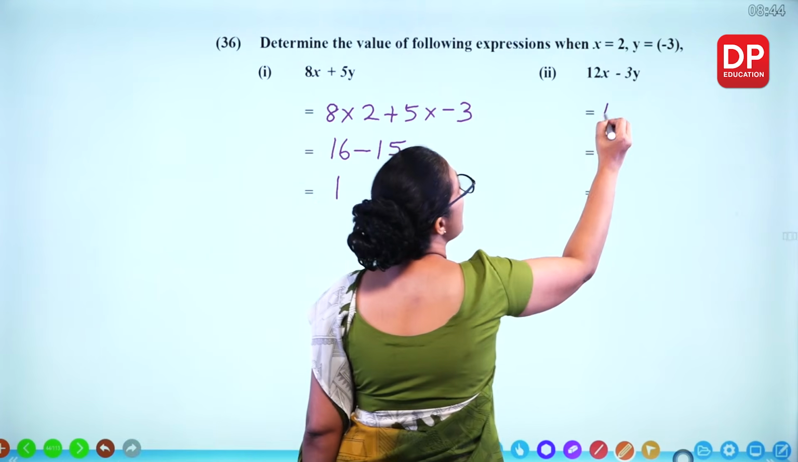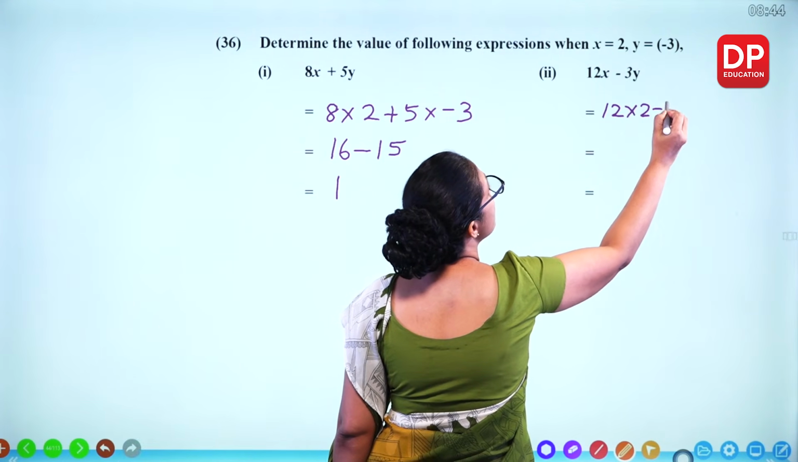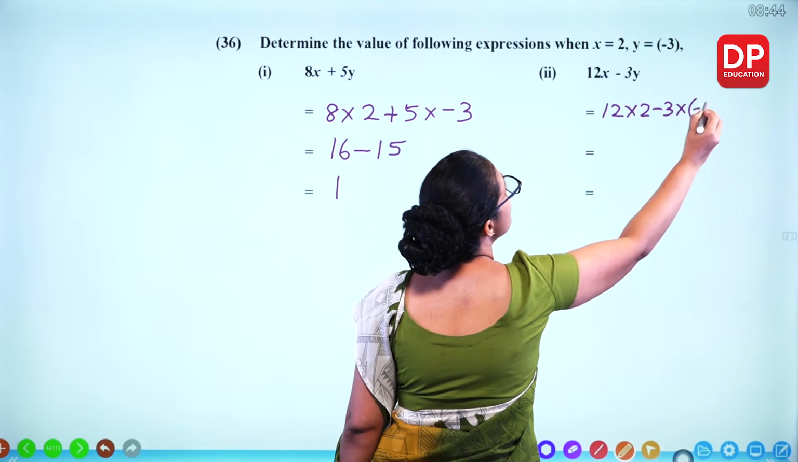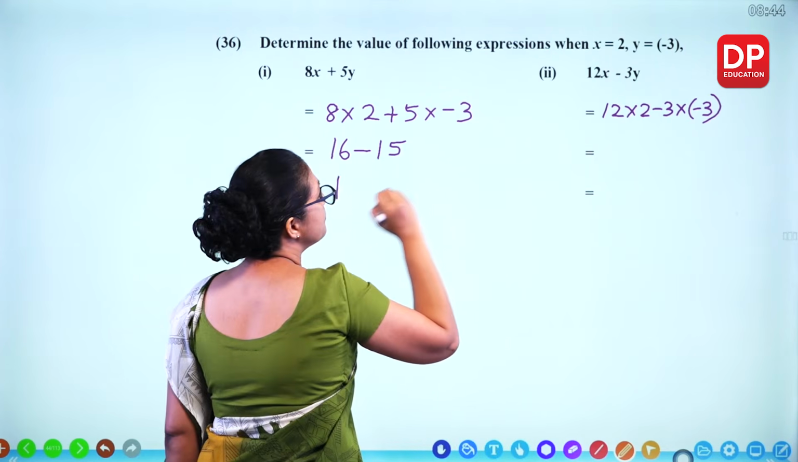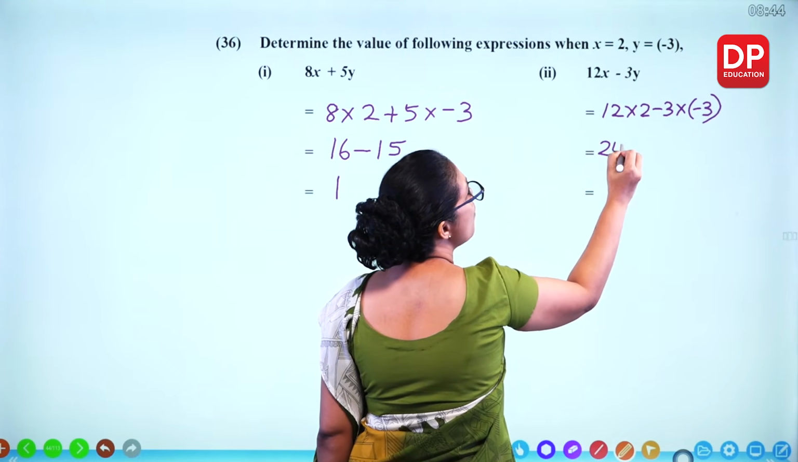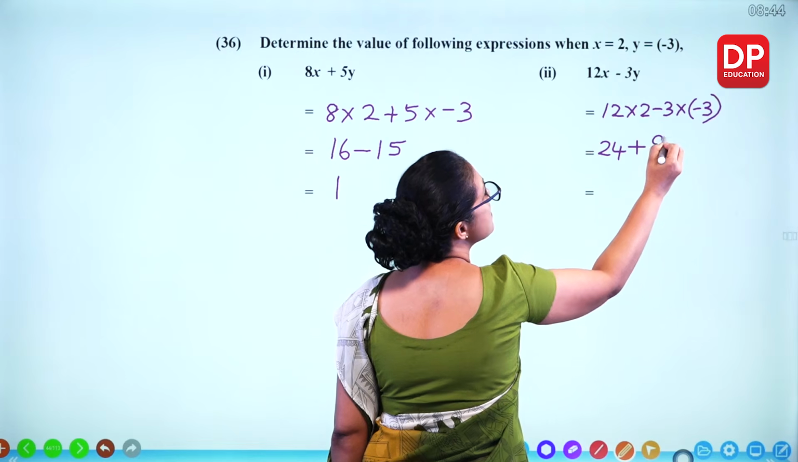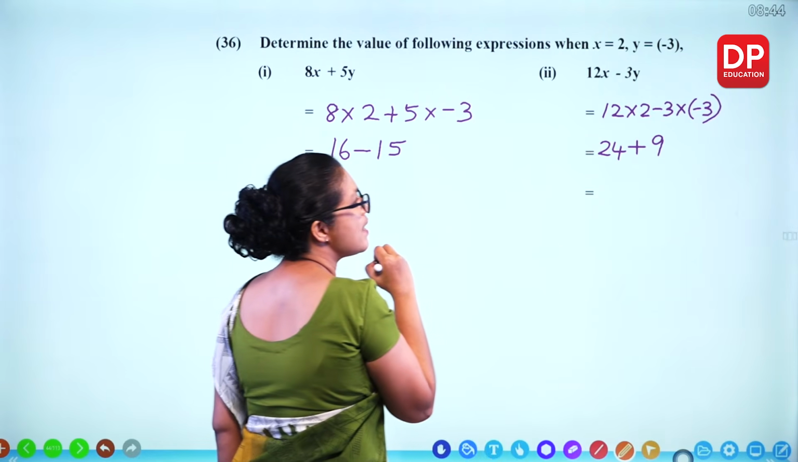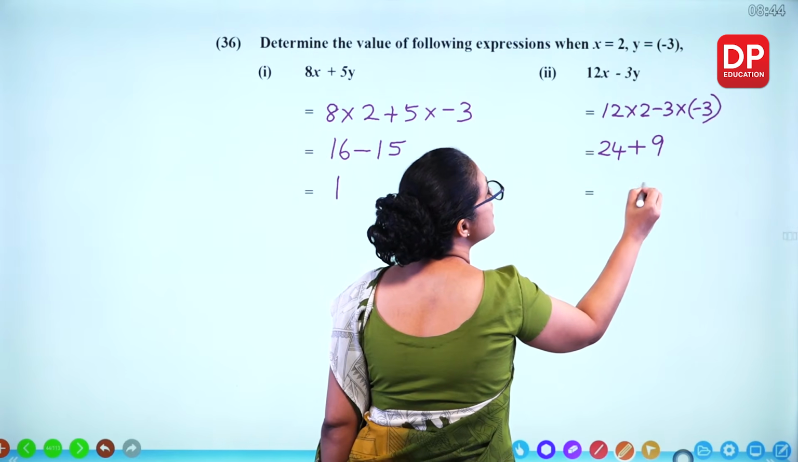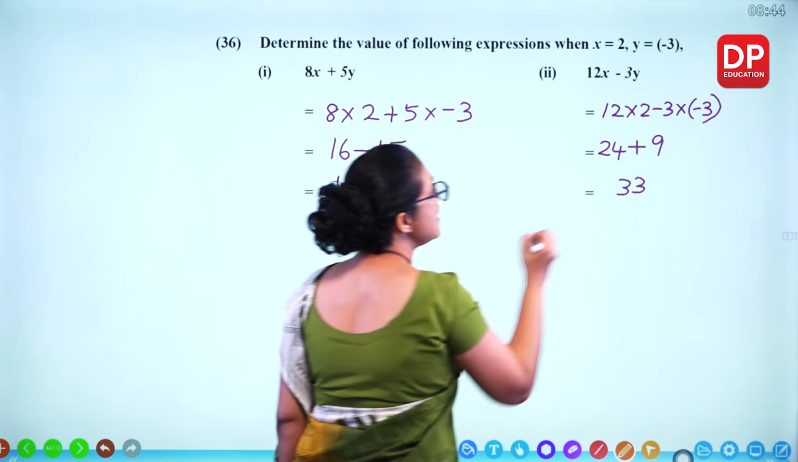Here, 12 times 2 minus 3 times minus 3. 12 times 2 is 24. Minus into minus is plus. So 3 times 3 is 9. 9 plus 4 is 13. So you get 33.